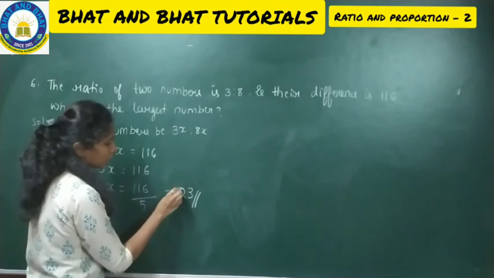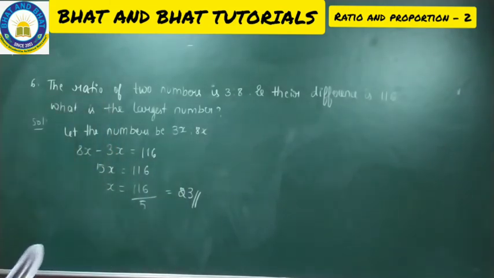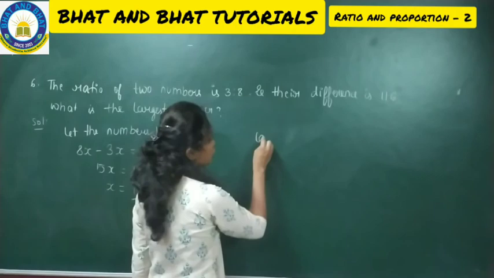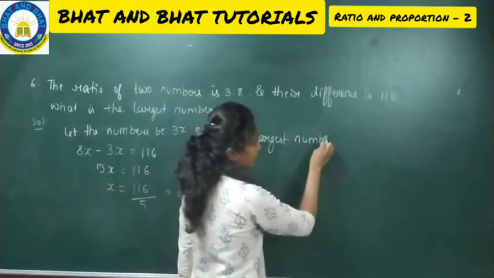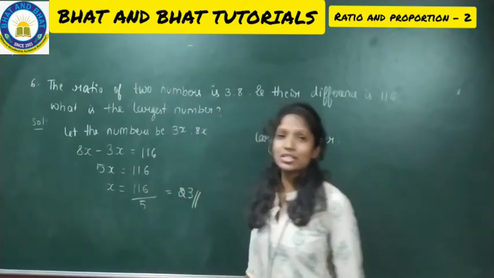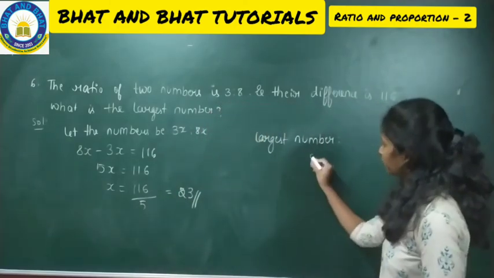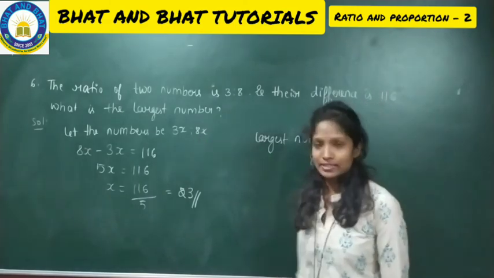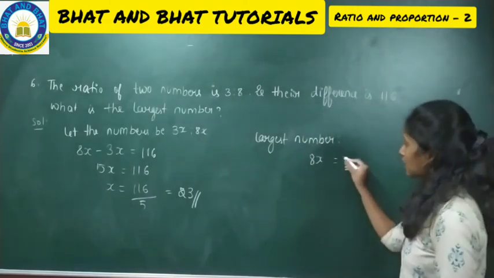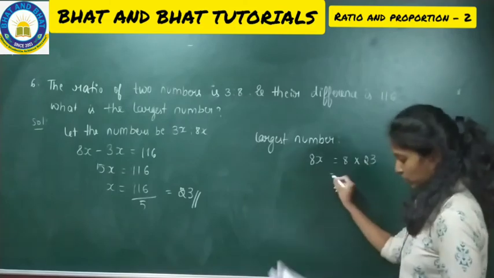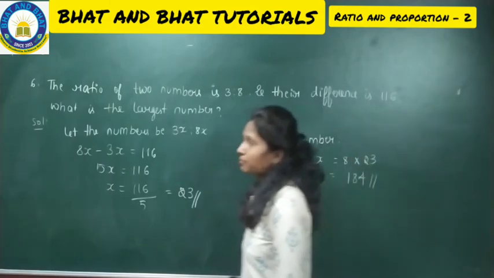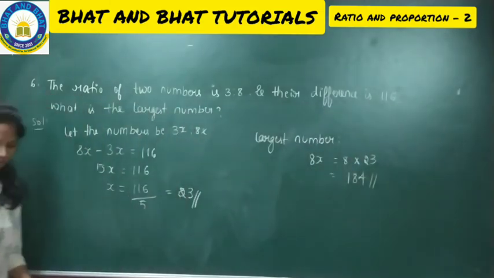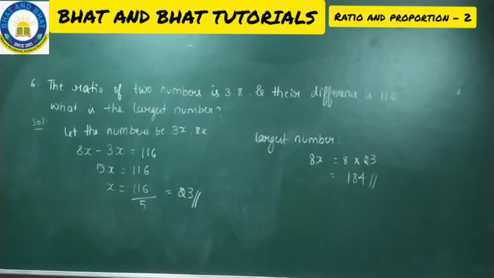So now you have got to know the value of x is 23 and we have to find the largest number, isn't it? So what they are asking in the question is the largest number. So in 3 is to 8, what is the largest number? 8. Since here we have named it as 8x, let us take 8x, 8 into 23, which will give you 184. So which is the largest number here? 184. Make a note. So fine students, hope you all copied this.